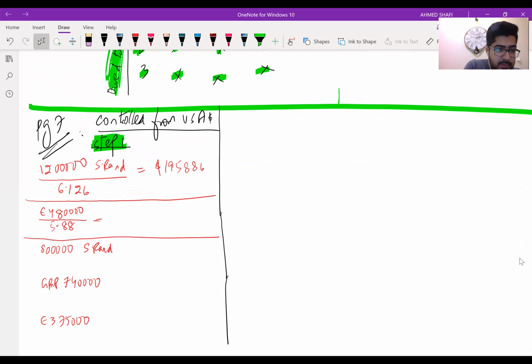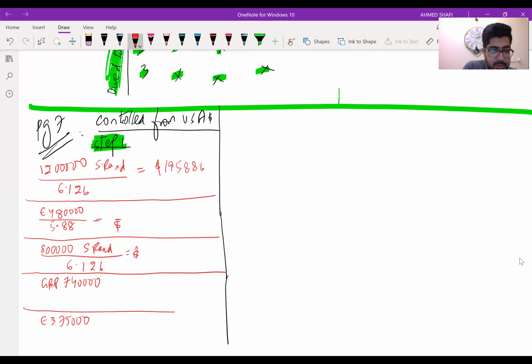Again, 800,000 South African rands, the third balance, needs to be converted into dollars. Again, multiplication or division, there is no other option. The rates are South African rands per dollar, dollars in denominator, indirect quote, divide. You will get dollars. Then GBP 740,000 needs to be converted into dollars. Divide, because the rate is GBP per dollar, dollars in denominator, indirect quote. And finally euro 375,000, again euro per dollar, indirect quote, divide by 5.88, and get dollars.